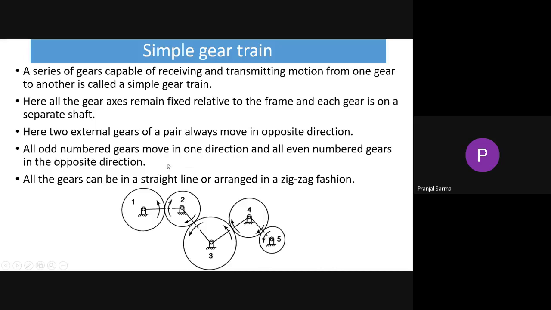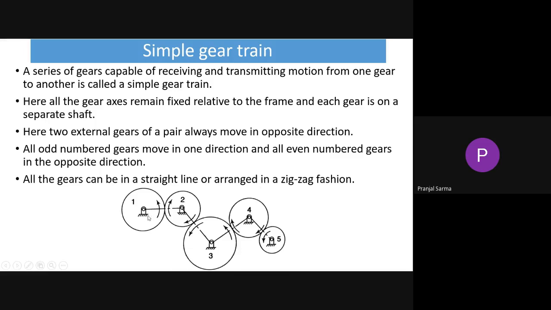As we already know, since we are talking about external meshing, the two external gears of a pair, that means first and second gear, will always move in the opposite direction. If one is rotating anti-clockwise, then two will rotate in the clockwise direction. Considering the second pair, two and three, if two is rotating clockwise, three will rotate anti-clockwise, and so on. Depending on how many gears there are, you can directly say in which direction a particular gear will rotate.